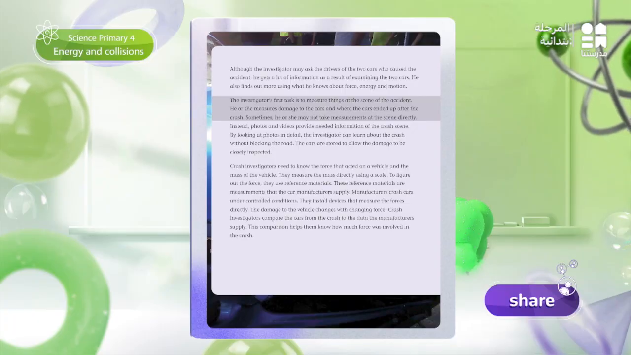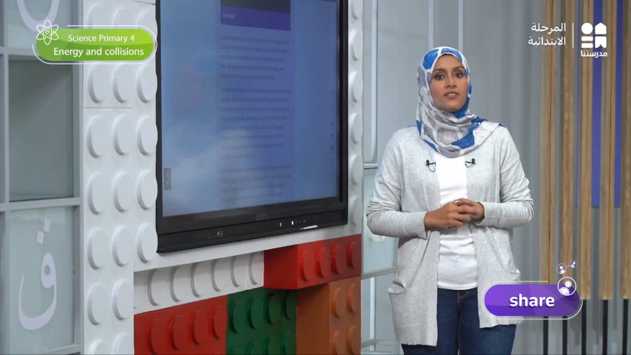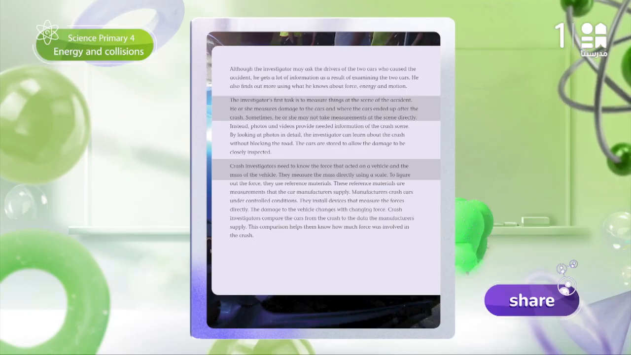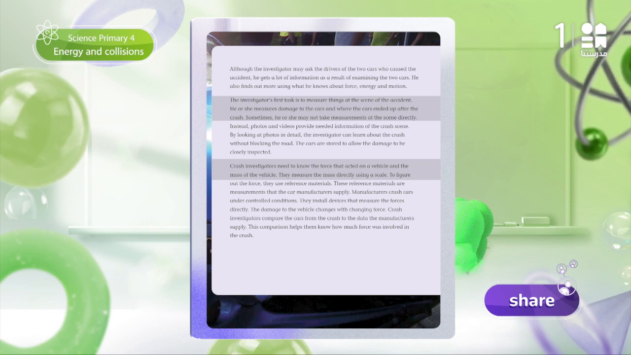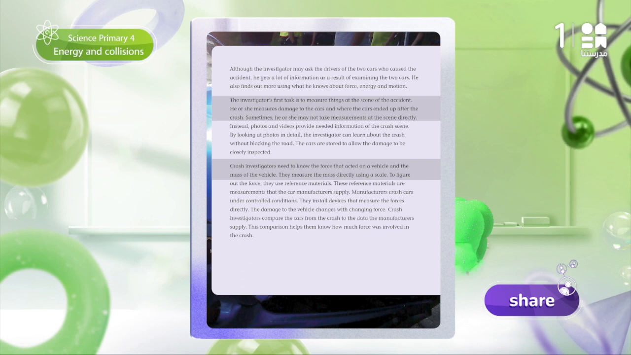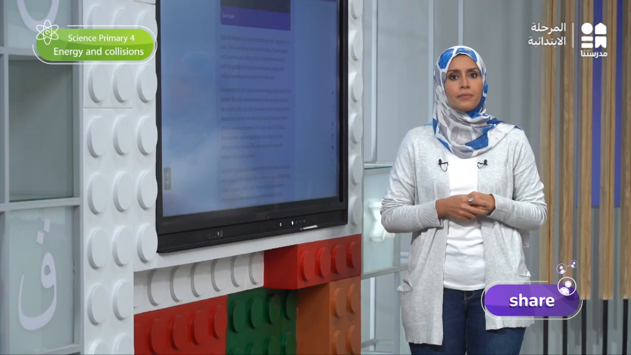Do you think what are the other factors which crash investigators collect data about? I'm sure many of you are saying in a loud voice: mass. Underline this sentence. Crash investigators need to know the force that acted on the vehicle and the mass. They measure the mass directly using a scale.